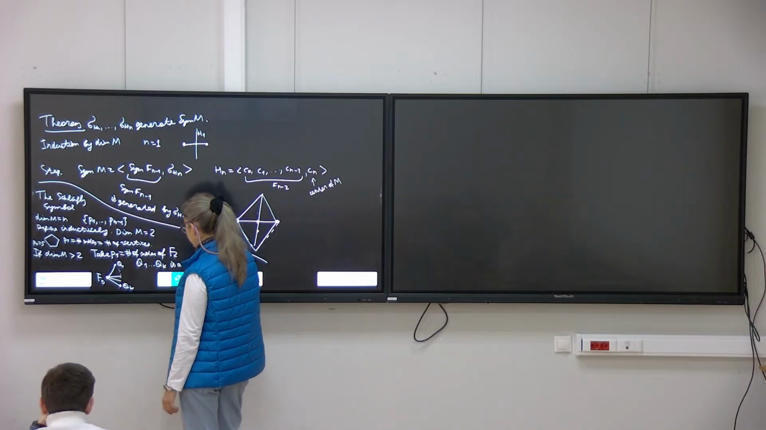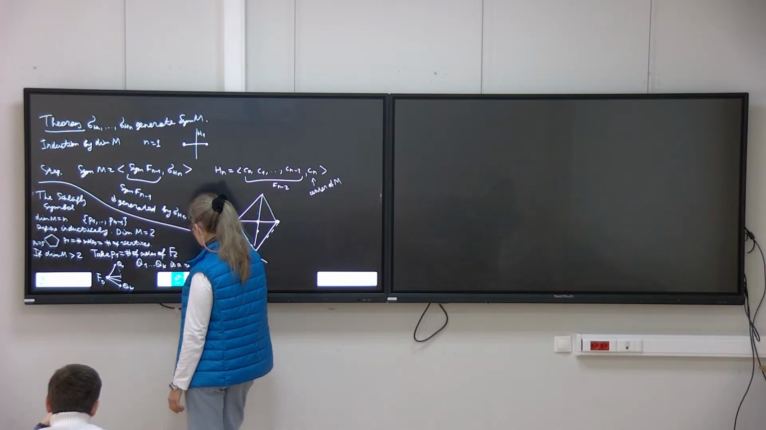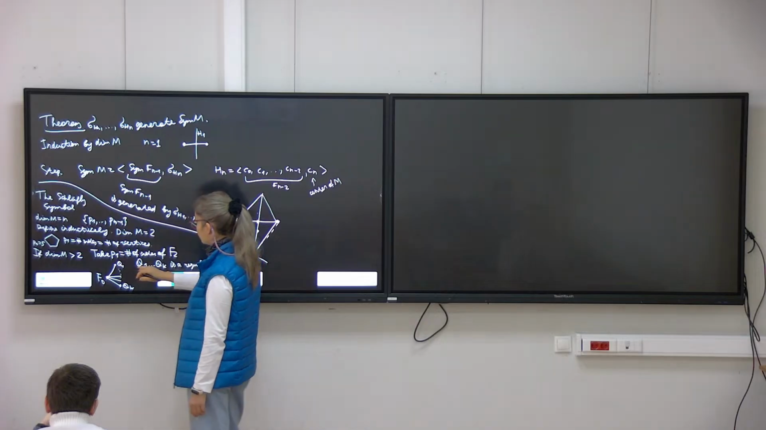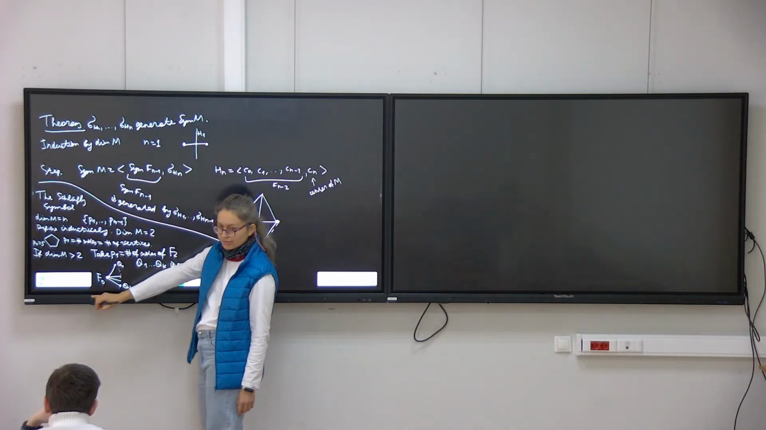Qi is a neighbor. All the vertices adjacent to F0.